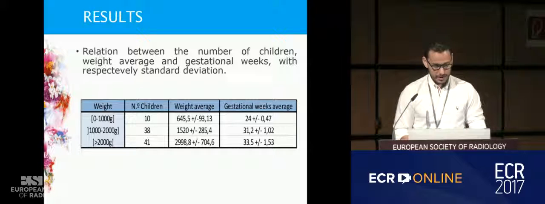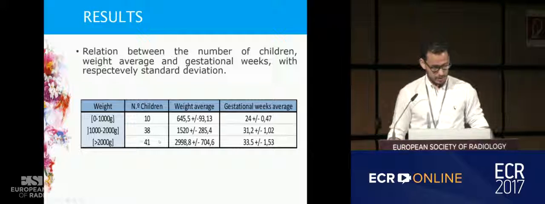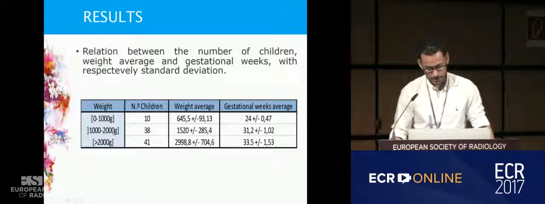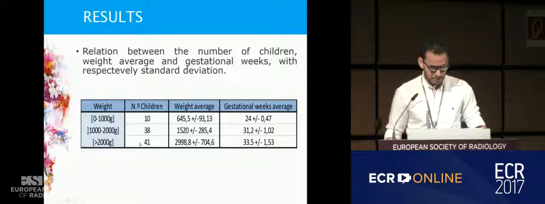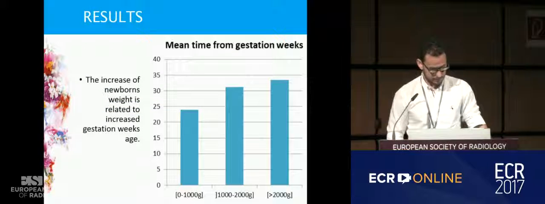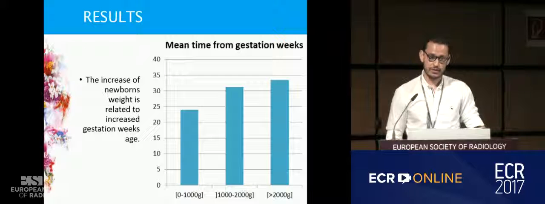So, the relation between the number of children, weight average, and gestational weeks, with respective standard deviation: the majority of the subjects were above 1 kilogram, a small majority of them above 2 kilograms, with a weight average of almost 3 kilos. As expected, the increase in newborn weight is related to an increase in gestation weeks, so we have to adjust the parameters according to the subject's weight.